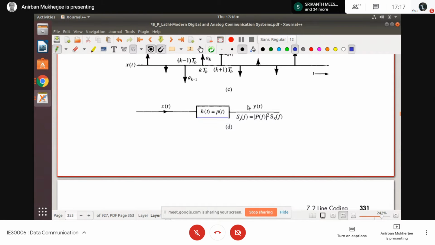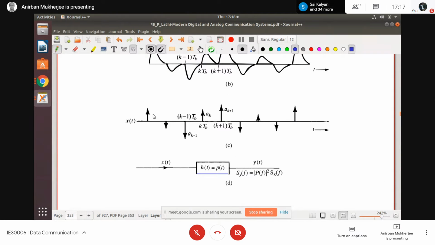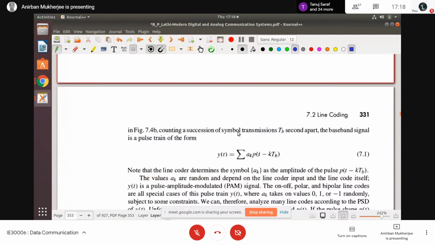Now, what is my x(t)? The x(t) is basically some A_k's, that means the symbols. Some k bits grouped together, and so M equal to 2 to the power k, M-ary symbols. Some amplitude modulation kind. Then I can write y(t) as the sum of A_k p(t minus kT_b), where k goes from minus infinity to plus infinity.